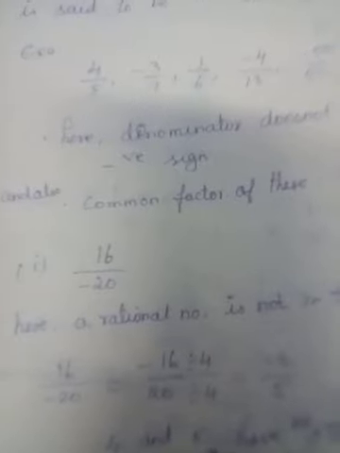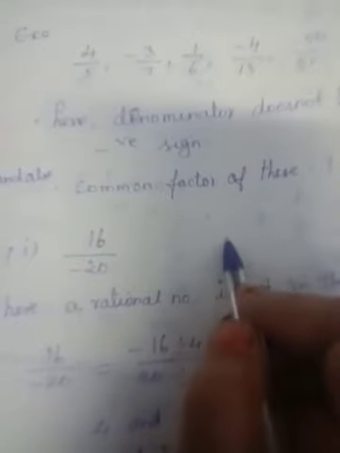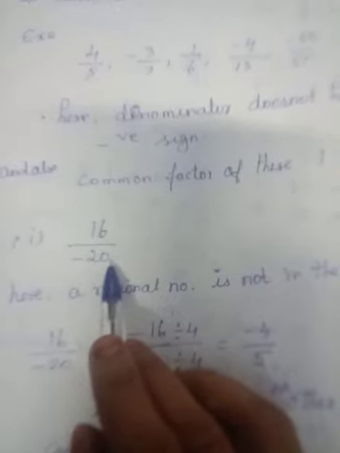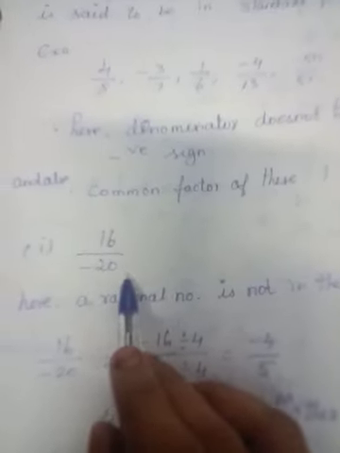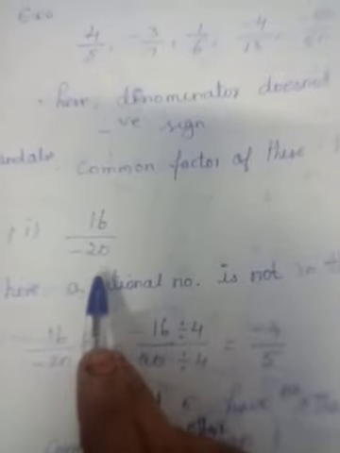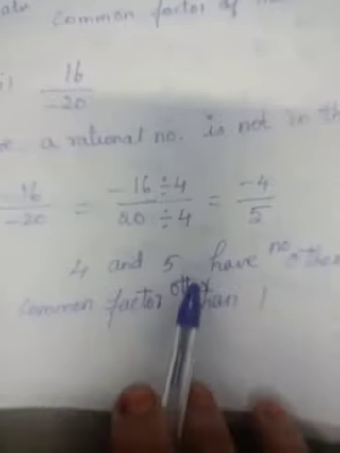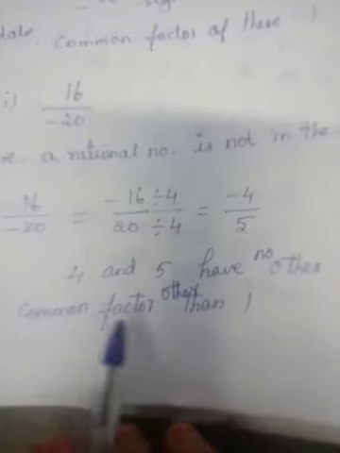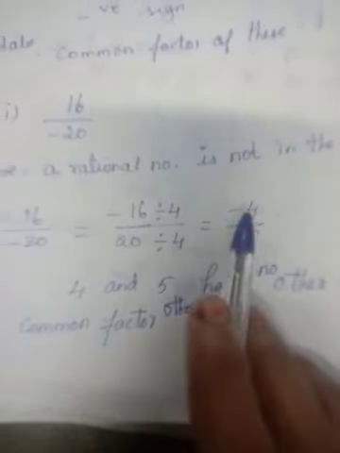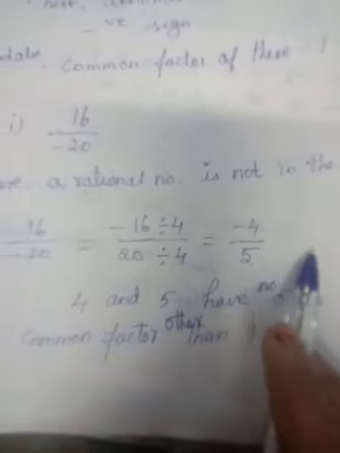So how to convert 16 by minus 20 into the standard form? Here 16 by minus 20, the denominator is not in standard form. First we make the denominator positive and then simplify by the divisor 4, we get minus 4 by 5. So here 4 and 5 have no common factor other than 1. Minus 4 by 5 is in the standard form.